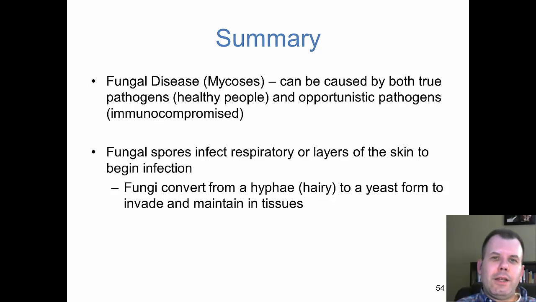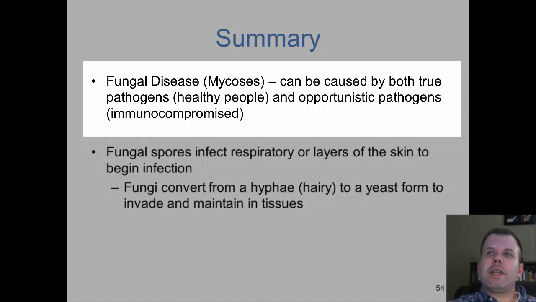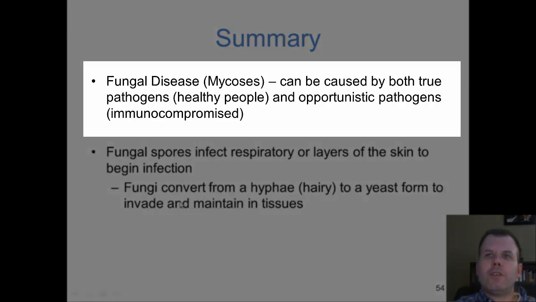So we've come to the end of the chapter. Hopefully you got some interesting information out of there. Again, we divide these up based on true pathogens versus opportunists. And again, when we look at fungal disease, it can be caused by both true pathogens, getting healthy people as well as immunocompromised, and the opportunistic pathogens. And so we talked about the two types.